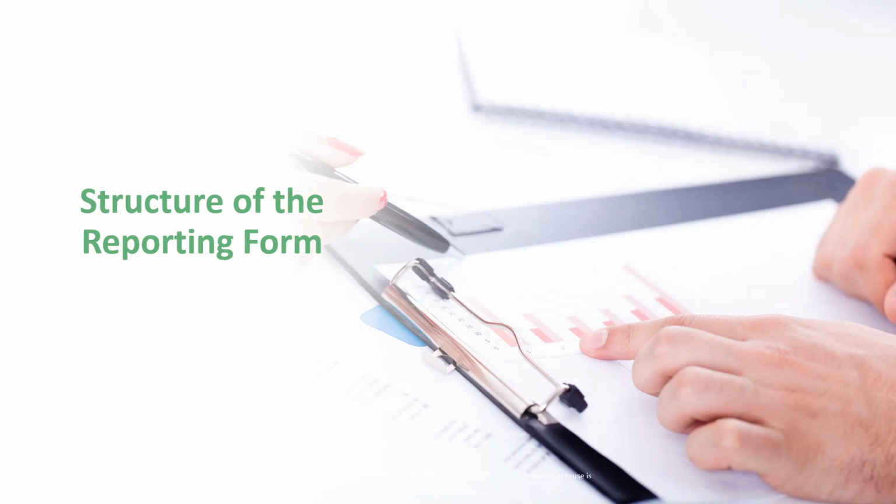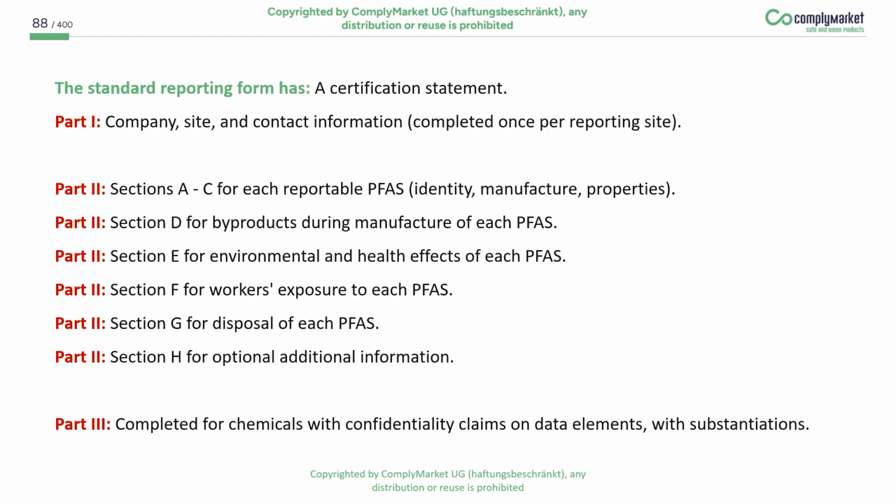The structure of the reporting form is a very important part. We will have part one, where you have to provide the company information, site, and contact information. Then we have part two, section A, to see for each reportable PFAS, the identity and manufacturer properties. The remaining sections are D, E, F, and G: byproducts, environmental and health effects, exposure to workers, disposal, and optional information. And part 3 is about when you have confidential claims that you have to fill in.